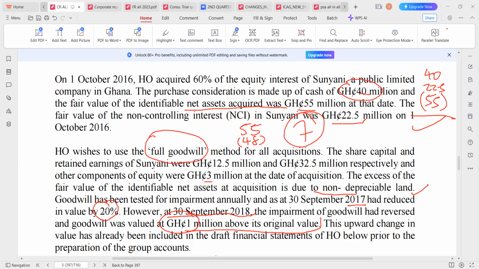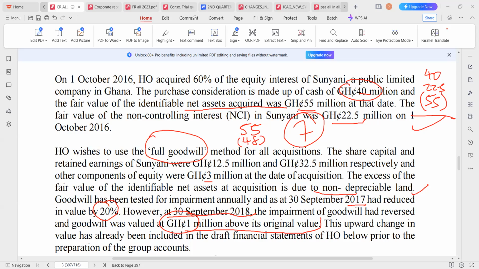Please, and please again: you can reverse impairment on any asset, but impairment on goodwill can never be reversed. Let me repeat it. You can reverse impairment on any asset. However, impairment on goodwill can never be reversed. So here, we'll bring back the 1 million. We will not agree with the reversal. That is all.